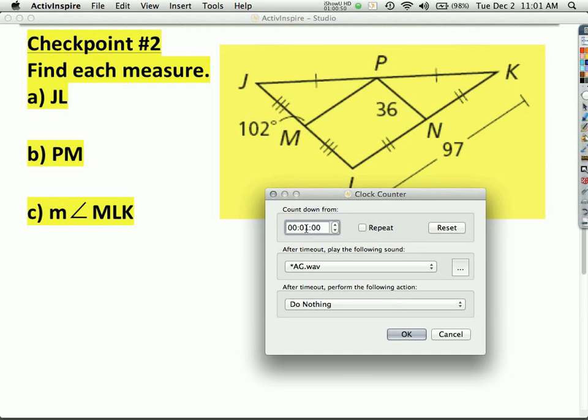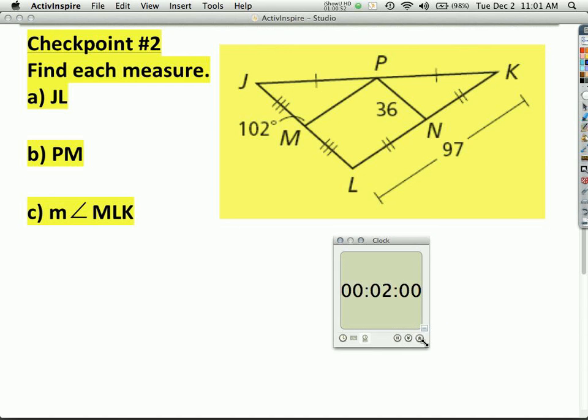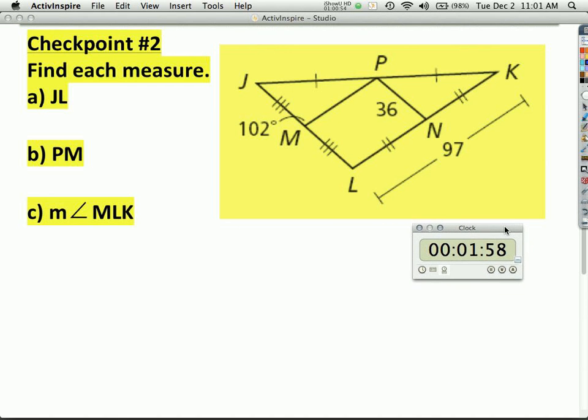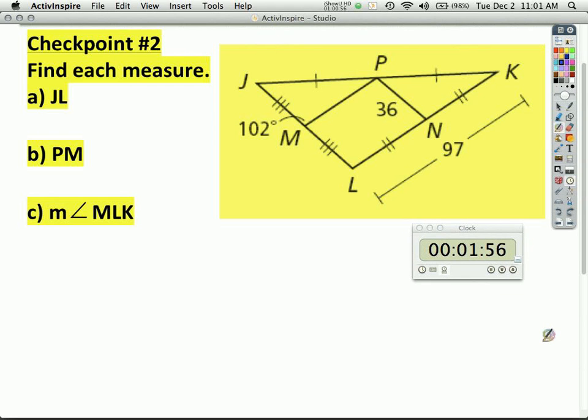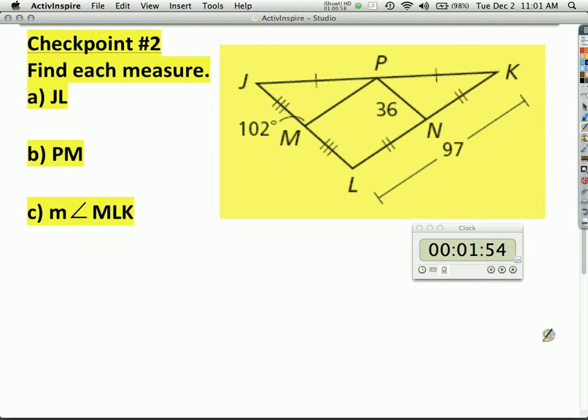2 minutes. Of course, if you have any comments or questions, you can ask a teammate or you can ask me. Remember, the equity bars are in full effect, so be prepared to explain.